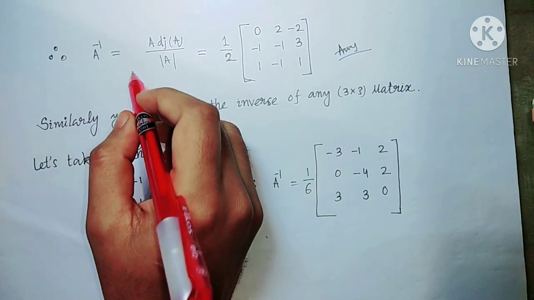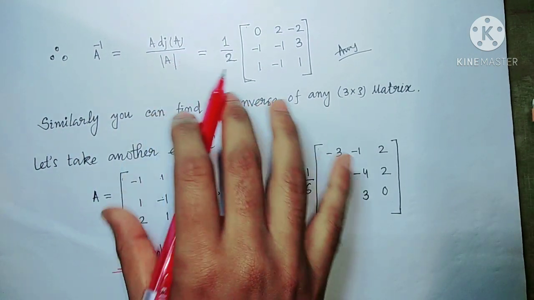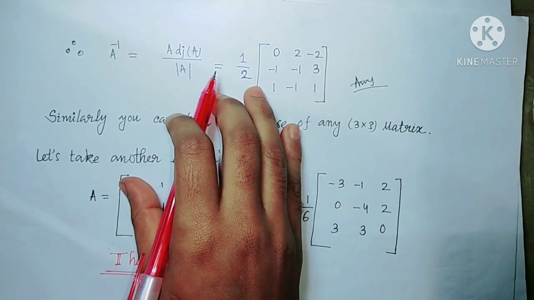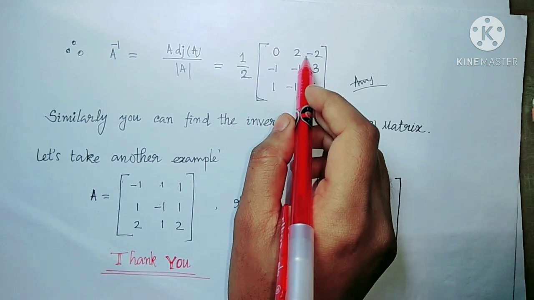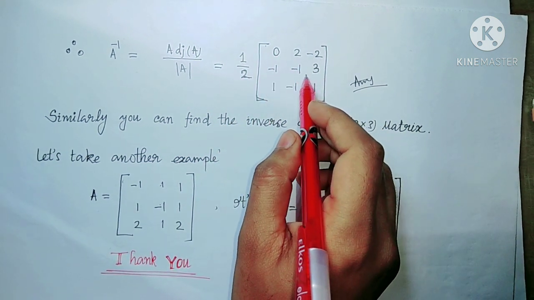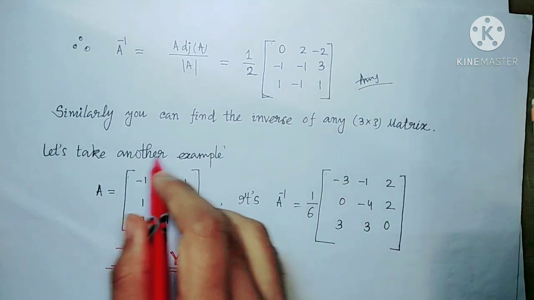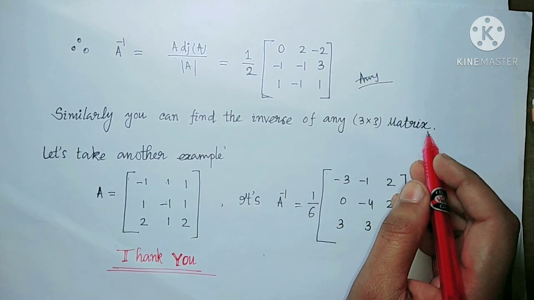So the inverse, according to our formula, is the adjoint of A divided by the determinant of A. So half into the matrix 0 2 minus 2, minus 1 1 minus 1, 3 1 minus 1 1. So this is the answer. Similarly, you can find the inverse of any 3 cross 3 matrix.